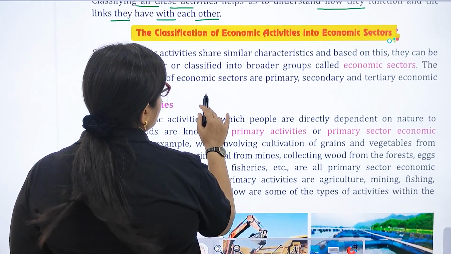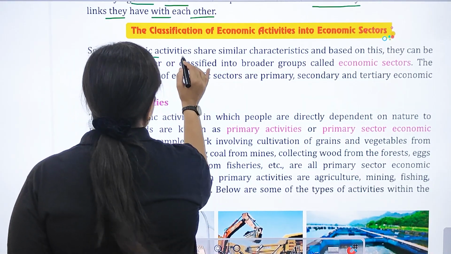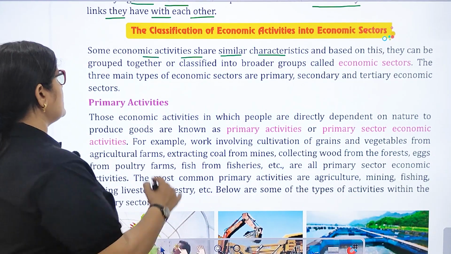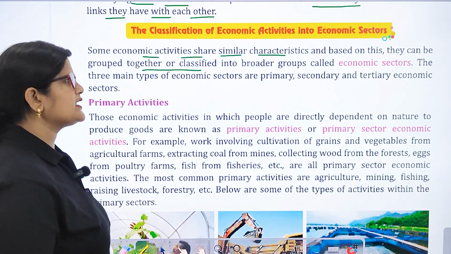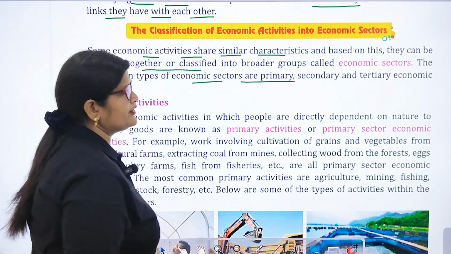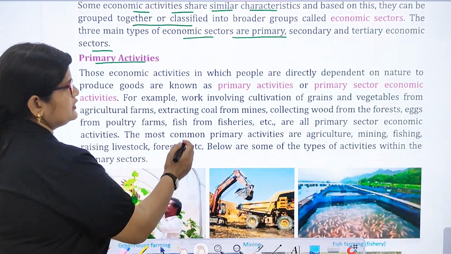The classification of economic activities into economic sectors. Some economic activities share similar characteristics and based on this they can be grouped together or classified into broader groups called economic sectors. So the three main types of economic sectors are primary, secondary and tertiary economic sectors. Primary activities क्या क्या होती हैं?